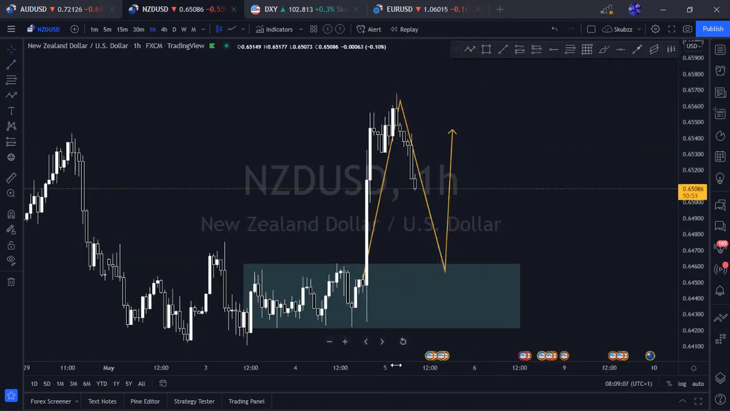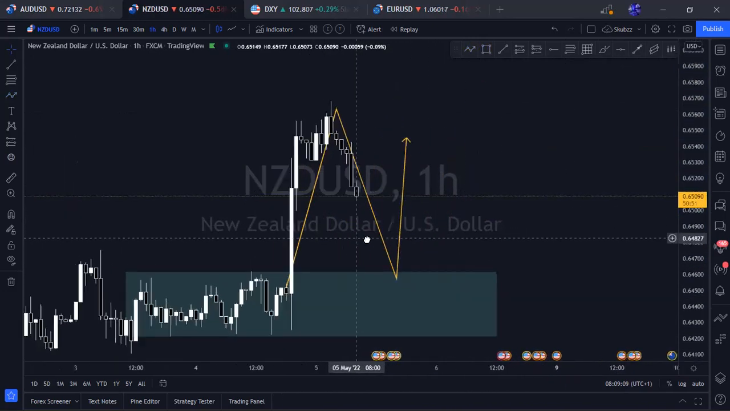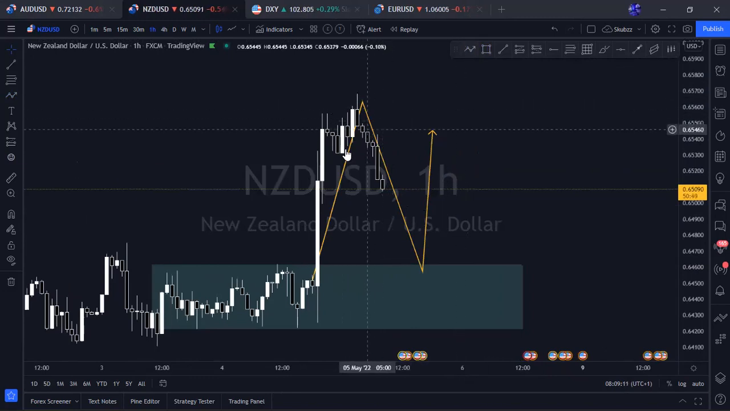But this is where NZD is tricky. NZD is very interesting this morning because I'm sensing reversal vibes. Let me remove this.